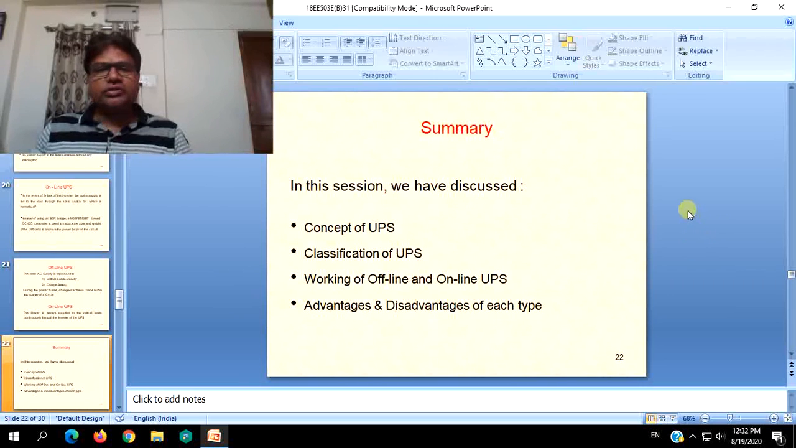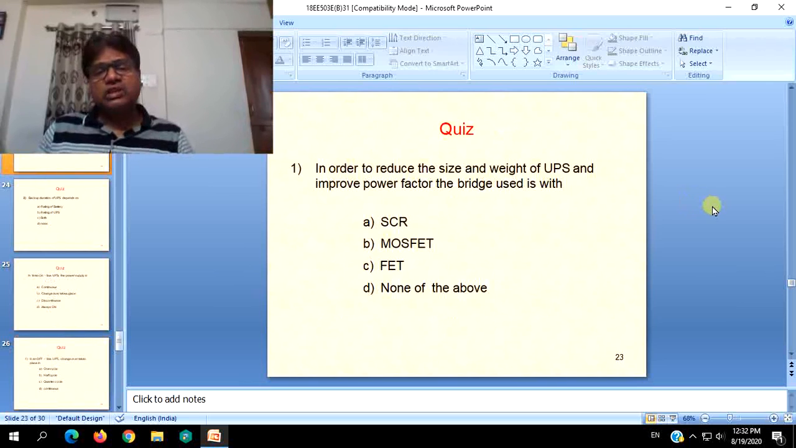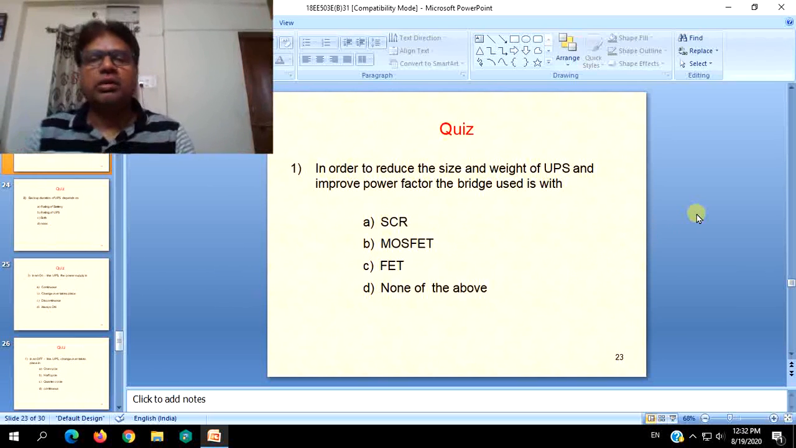So that is to summarize the concept of UPS classification and its types: offline preferred, offline interactive type, and online preferred type UPS, of which sine wave can be taken as the output from online. For offline, it is a quasi square wave. Working we have discussed according to the block diagram. In order to reduce the size and weight of the UPS and improve the power factor, the bridge used is a weak one. Just now we have discussed that, that is MOSFETs. By using MOSFETs, we can eliminate all those problems.